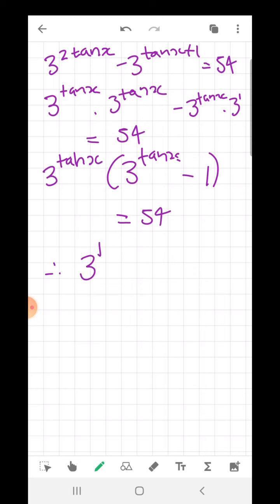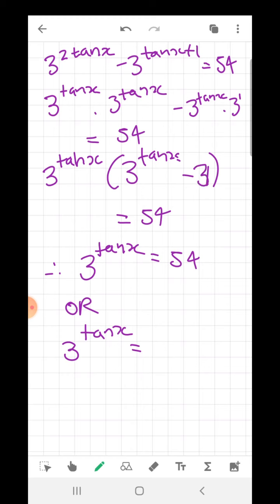Minus 1 is equal to 54. Therefore, 3 to the power of tan x is equal to 54, or 3 to the power of tan x is equal to... wait a second, I didn't do something right. This is supposed to be 3. My bad.